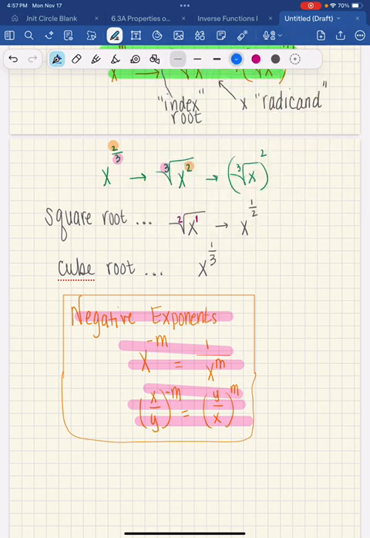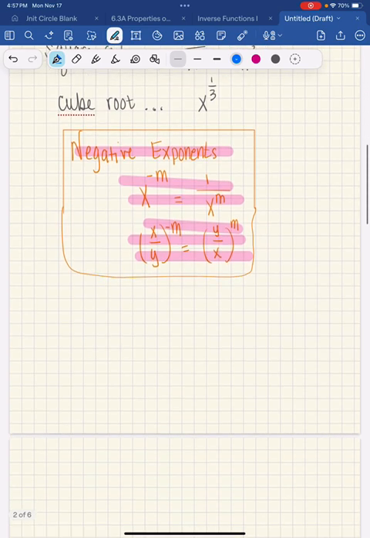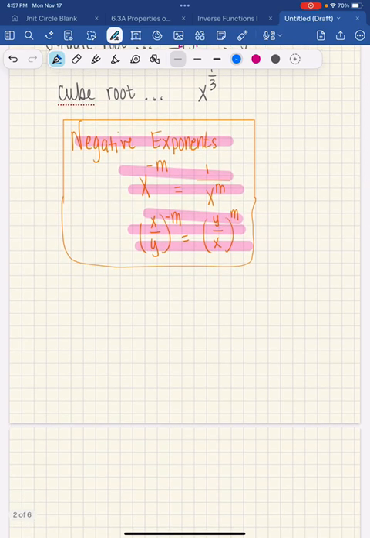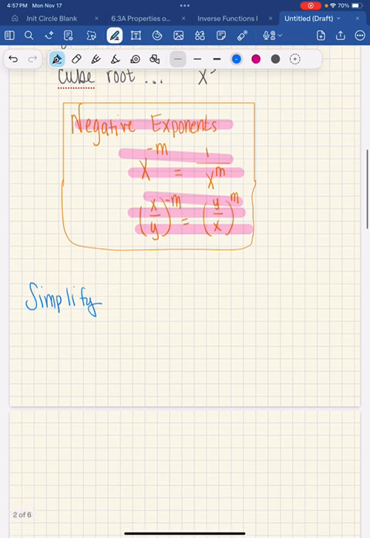Okay, so let's do some practice with negative exponents and fraction exponents, etc. All right, so let's simplify. All these problems we're going to simplify. So let's simplify something like x to the negative 5 y cubed over x squared y to the negative 4.